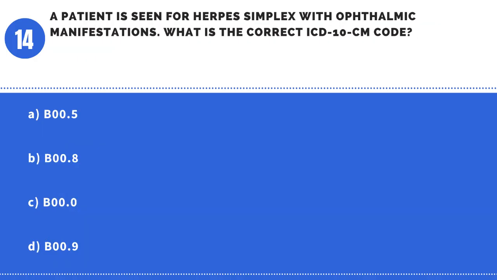Question 14. A patient is seen for herpes simplex with ophthalmic manifestations. What is the correct ICD-10-CM code? A. B00.5. B. B00.8. C.